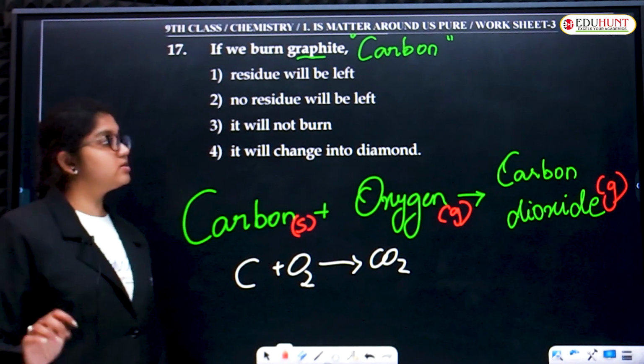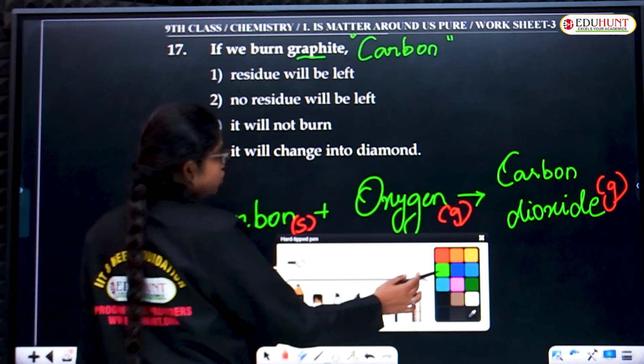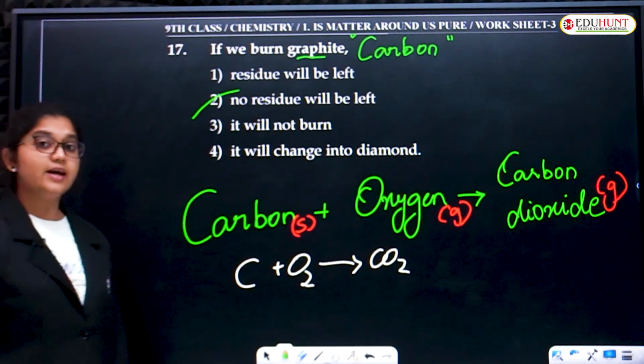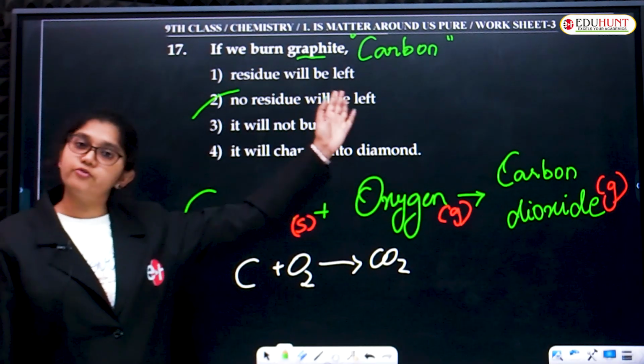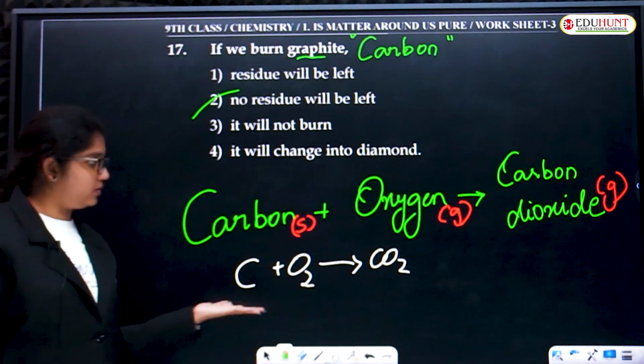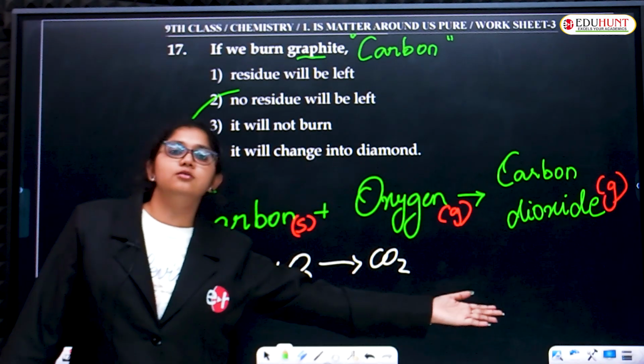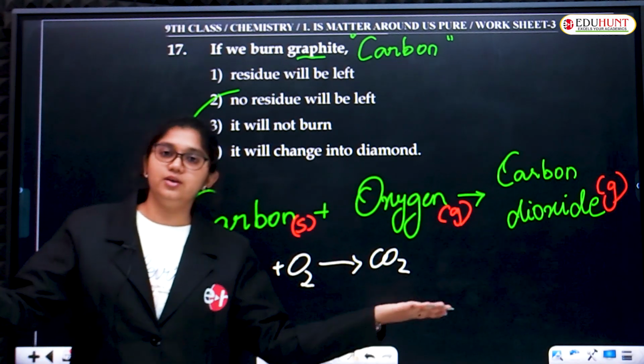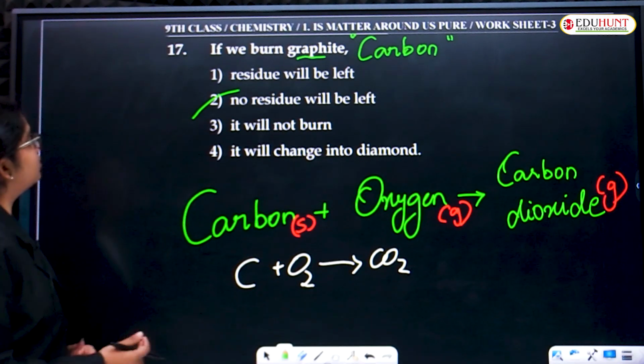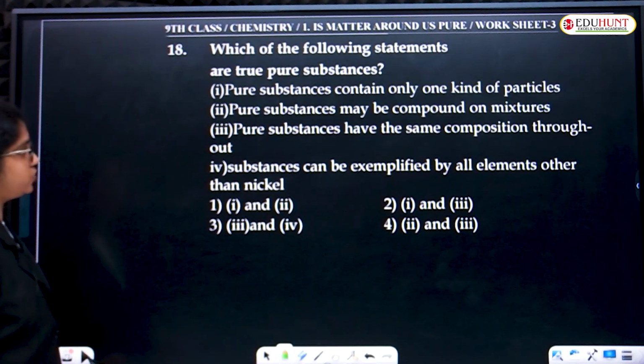So there is no residue left behind when you just burn the graphite. Because graphite is made up of carbon. That carbon reacts with atmospheric oxygen to give carbon dioxide. So there is no residue left. Okay, adhamainda? Yeah. This is question number 17. Option 2 is right. Okay.